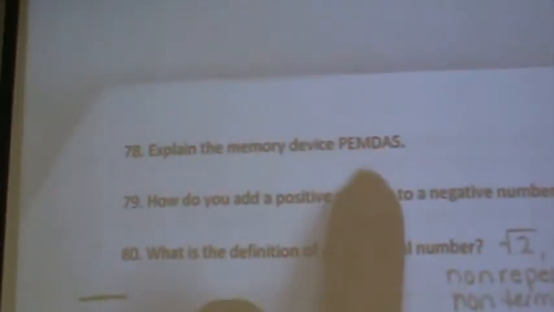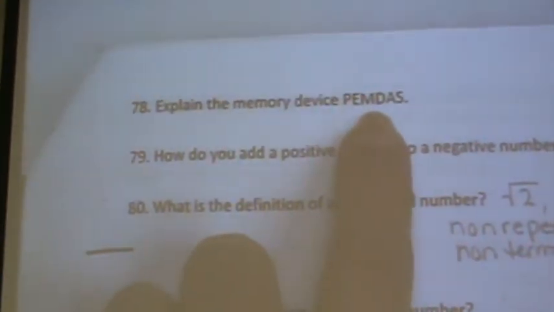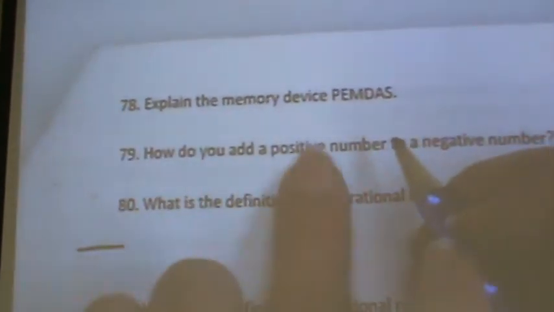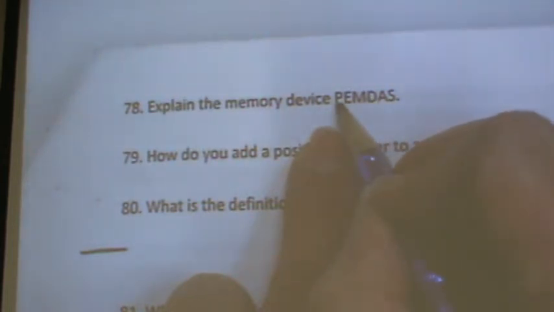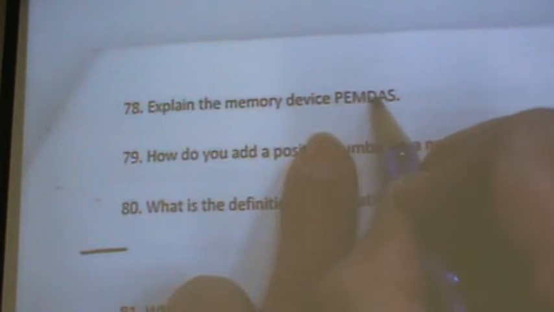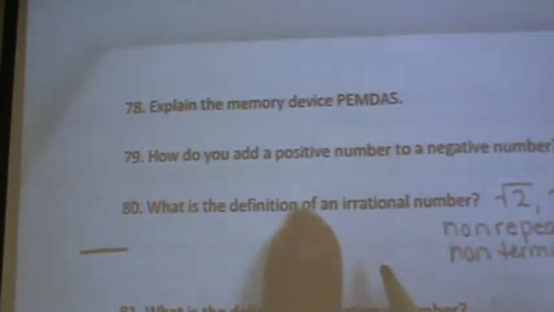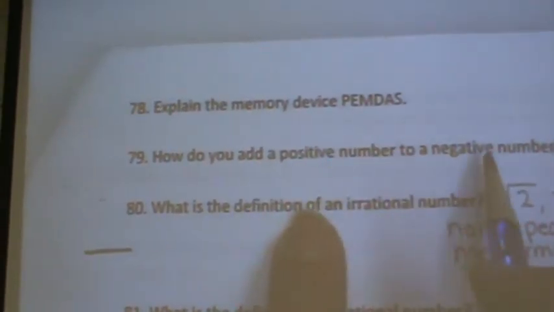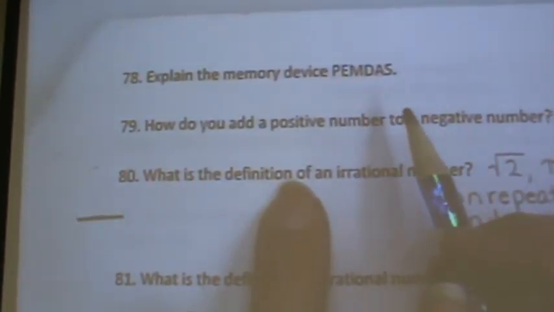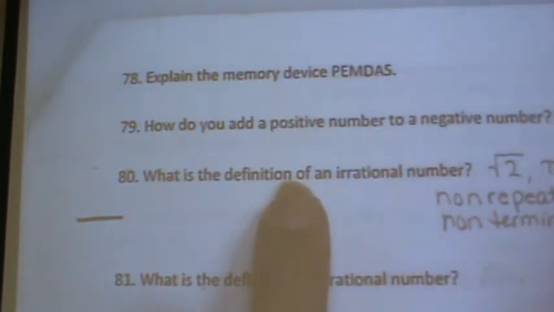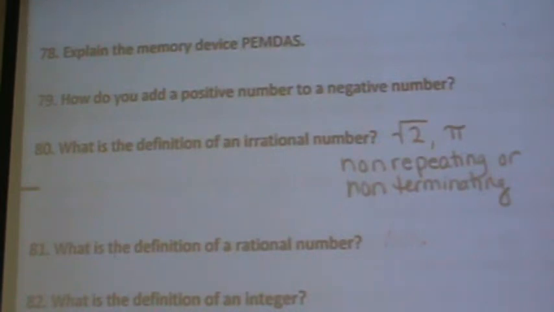What does, when you see this PEMDAS, what does that tell you? Parentheses. Order of operations. Please excuse my dear Aunt Sally. You do what's in parentheses first, then you do exponents, you multiply and divide, add and subtract. How do you add a positive to a negative number? Well, you subtract them and you take the sign, the positive or negative, of the bigger of the two. Or use your calculator.